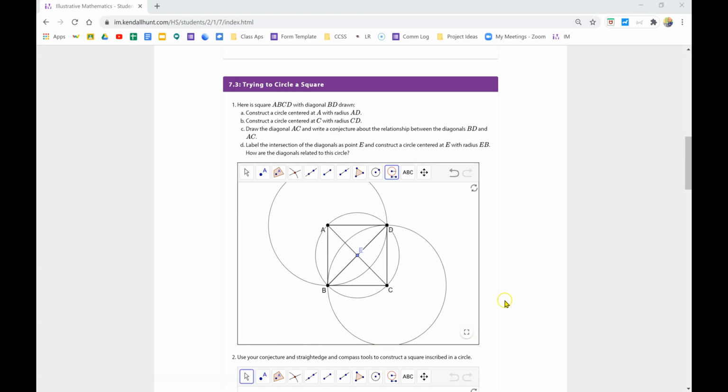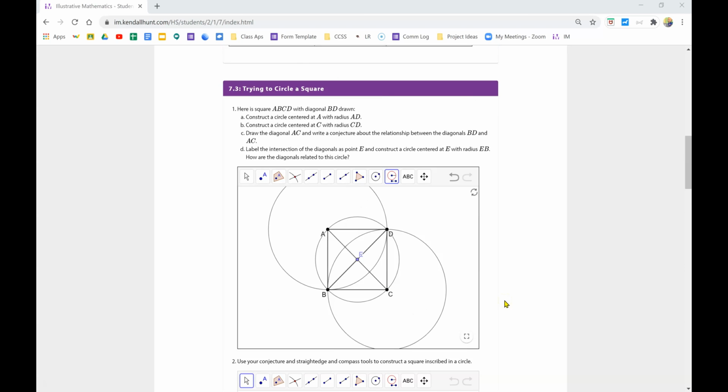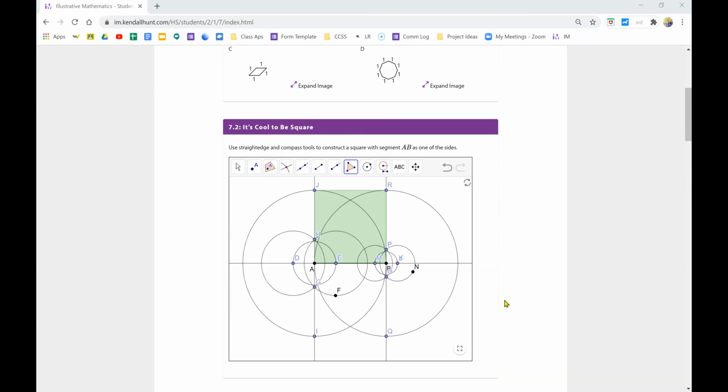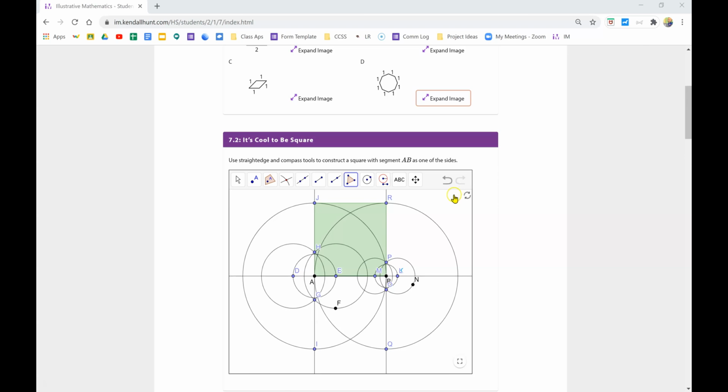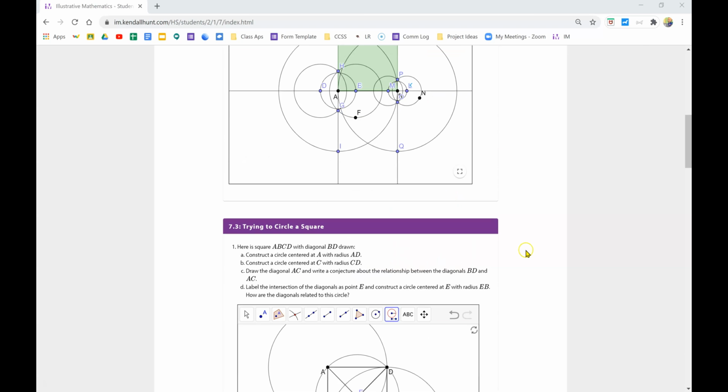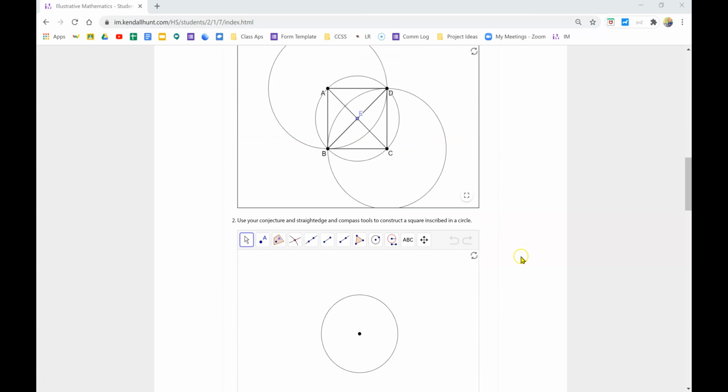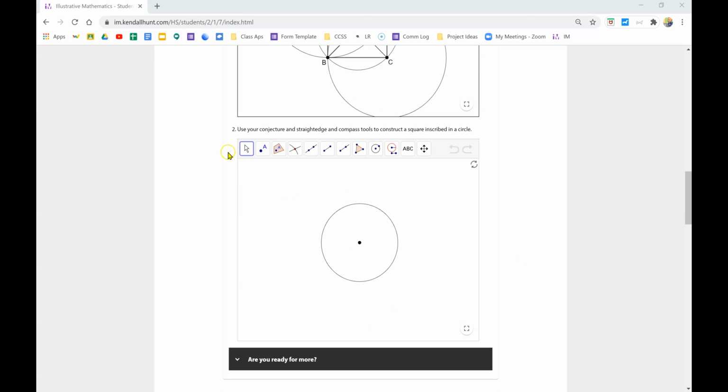Alright, let's move to the last question. Now remember, I'm just going through the construction parts of this. When you do the lesson, you should actually read through each of the questions thoroughly and make sure you understand what they're asking. So the last construction says use your conjecture and finish this diagram by constructing a square inscribed in the circle. That means you're going to try to draw a square inside of here.